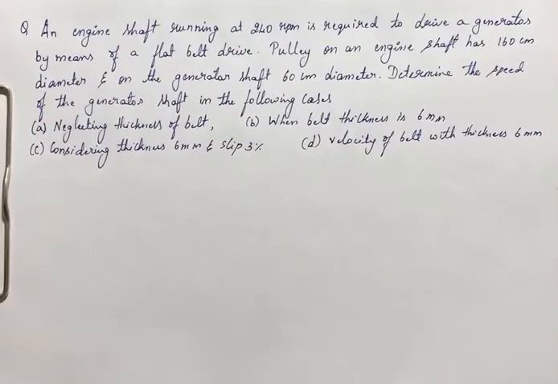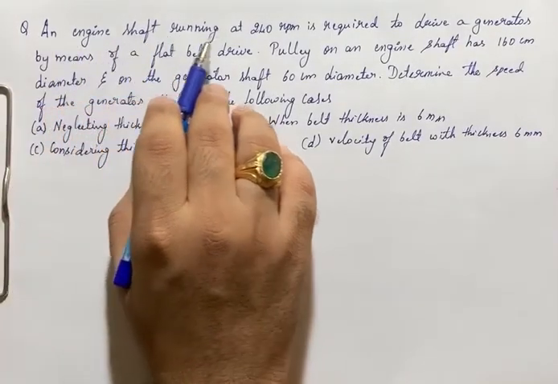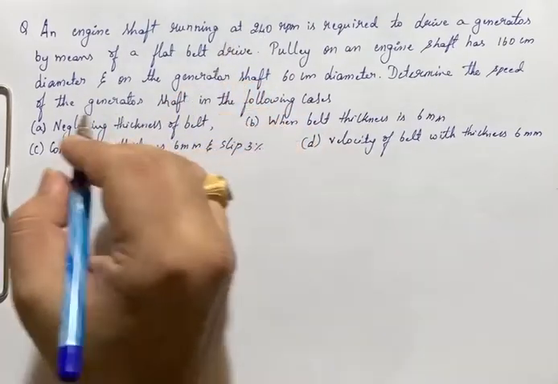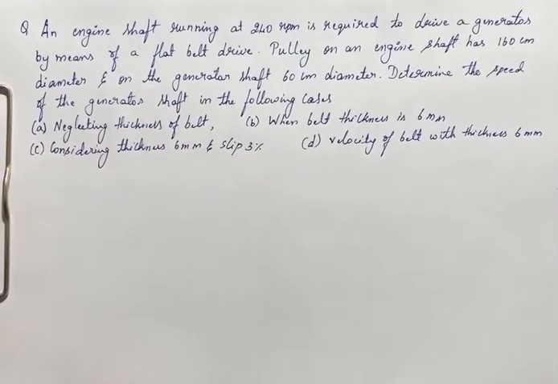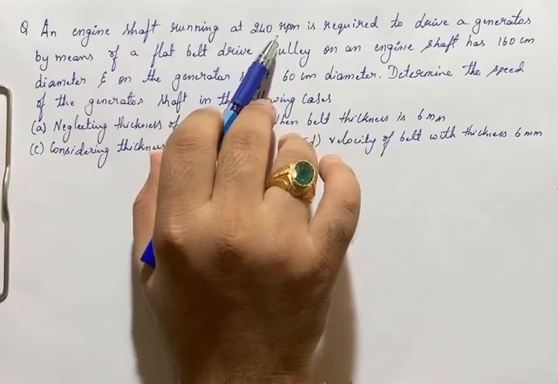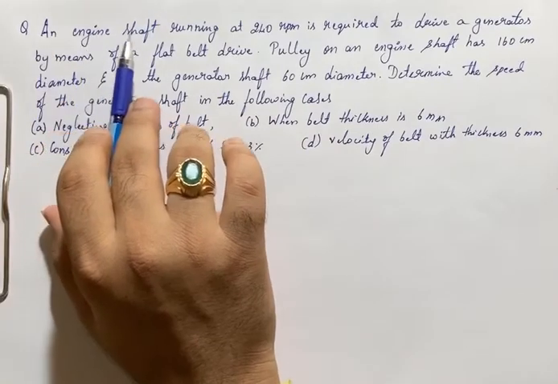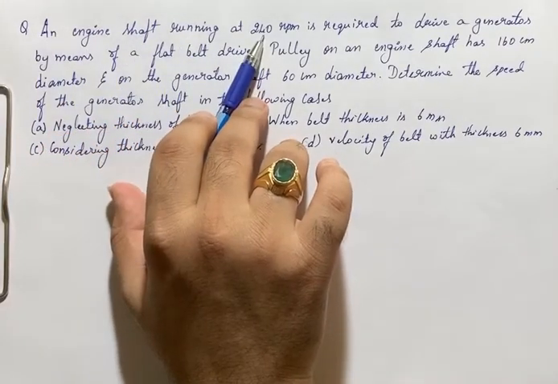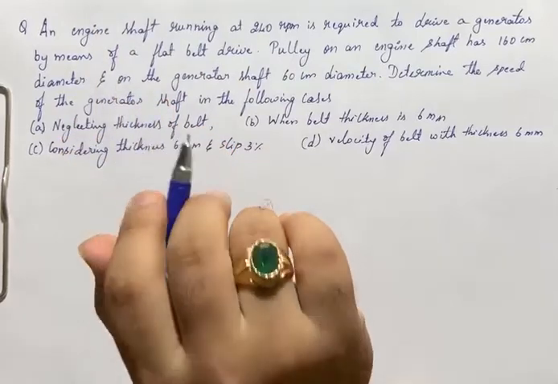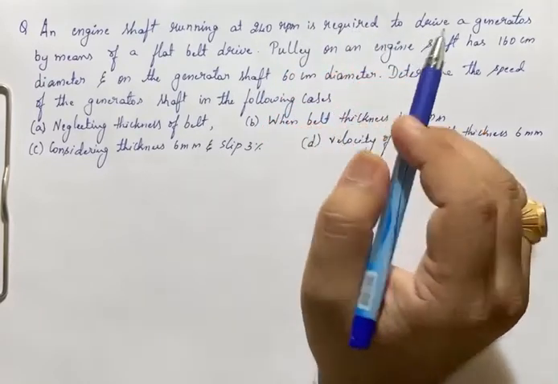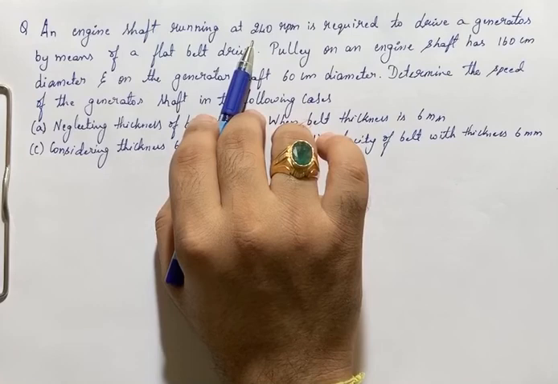Now the next numerical. The question is like this: an engine shaft running at 240 rpm requires to drive a generator by means of a flat belt drive. Now what is this 240 rpm, is it N2 or N1? Here he has given the engine shaft is running at 240 rpm. Engine is a device which produces the power, so I can consider this as a driver here.